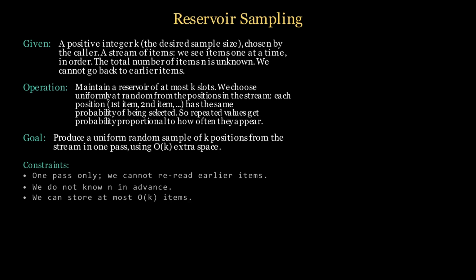Reservoir sampling is the problem of picking a random sample from a stream. You are given K, the desired sample size; the caller decides how many items they want. You see items one at a time and you do not know how many there are. You can only keep K items in memory. We choose uniformly at random from the positions in the stream, each position has the same probability of being chosen. So if a value appears more than once, it has proportionally higher probability.